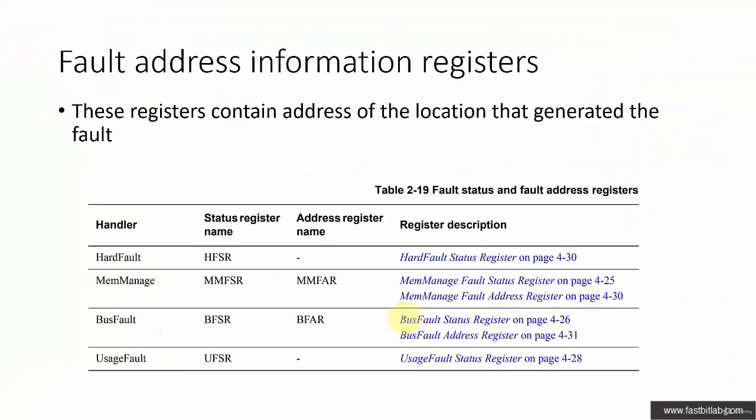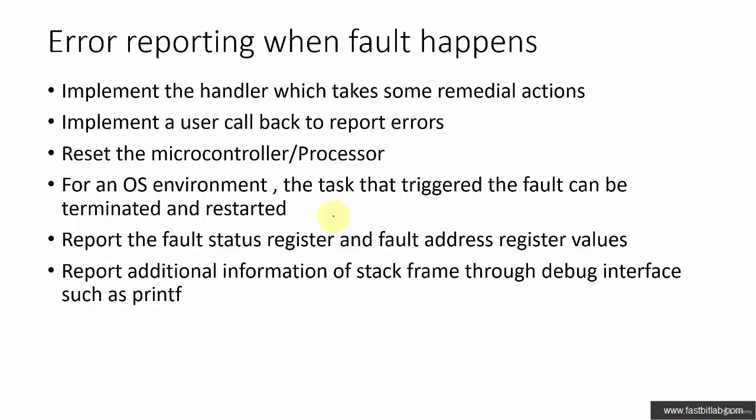And also there are some fault address information registers. These registers contain the address of the location that generated the fault. I would suggest you explore these two registers, MMFAR, that is the memory manage fault address register, and BFAR, the bus fault address register. These registers will reveal the address of the location that generated the fault.